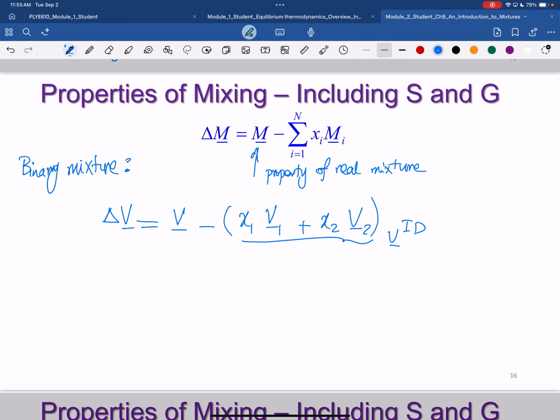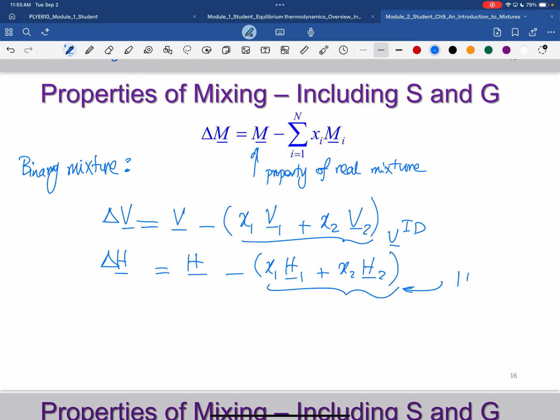So the excess property and the mixing property might be the same. So we can define this for enthalpy the same way. Again, this part is H ideal. And for entropy, S2. So that's the main thing that we're going to discuss in the next class.